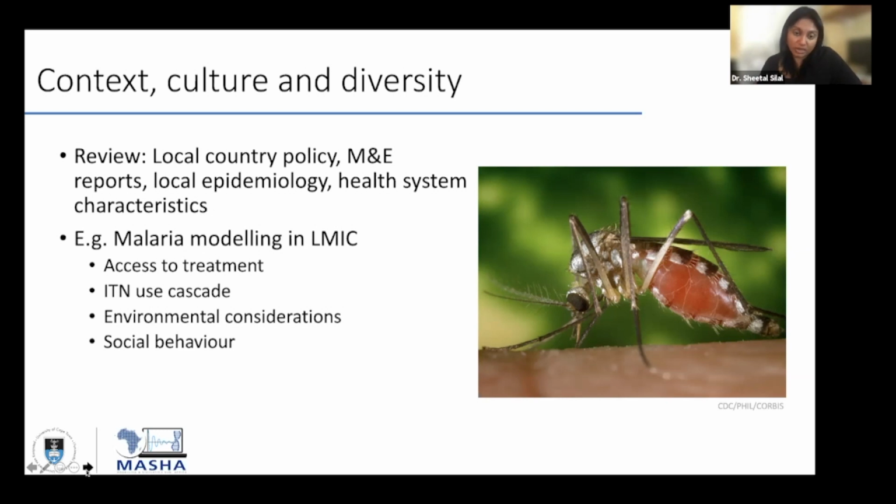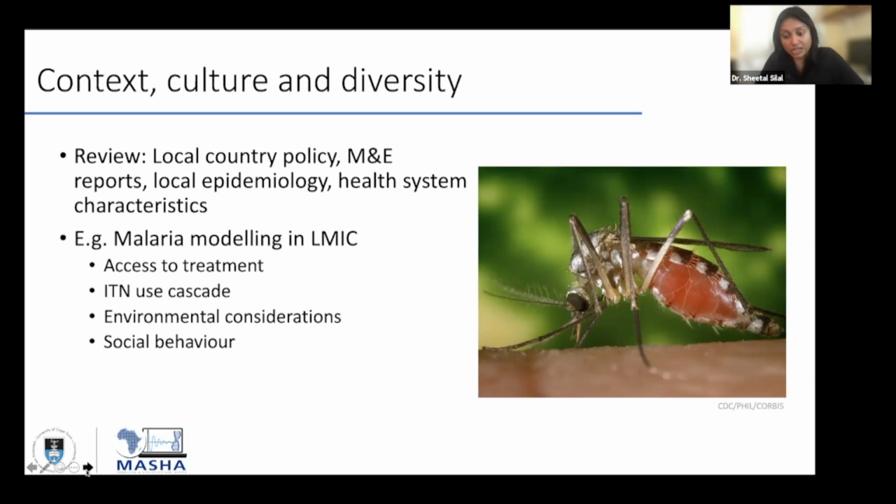And in the case of malaria, we find that between countries, there are some aspects of disease and its management that are completely different. For example, access to treatment. In some countries, access to treatment may be completely passive.